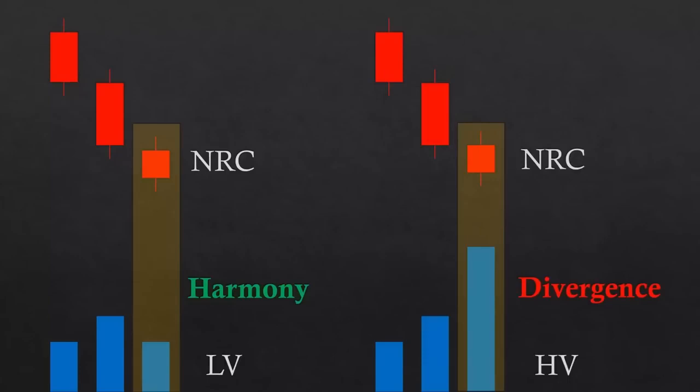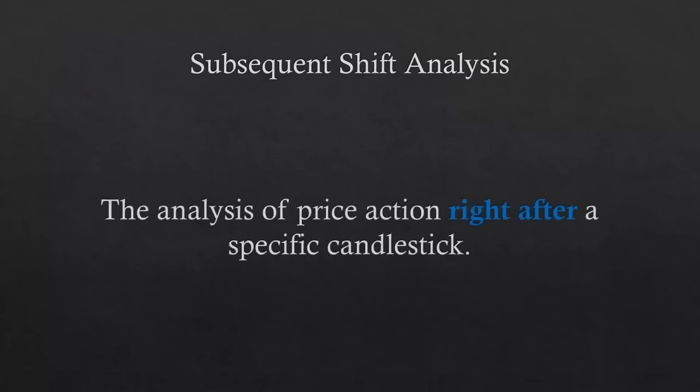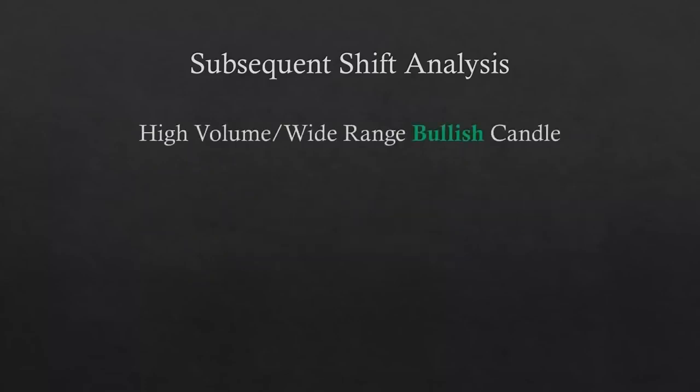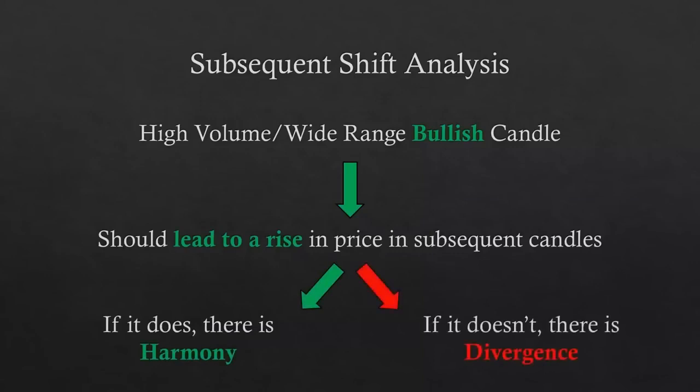The second way of analyzing effort and result is to observe what happens in the subsequent shift, which is the price movement after a given candlestick being analyzed. For example, a high volume, wide range bullish candlestick should lead to a rising price in the subsequent candles. If price indeed goes up, there is harmony or convergence. If a high volume, wide range bullish candlestick leads to a fall in price, there is divergence.